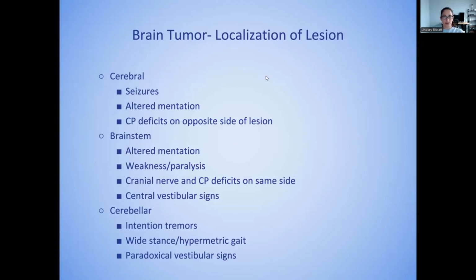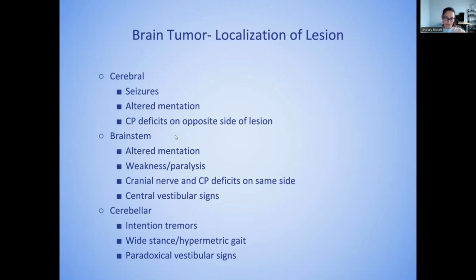So when you're trying to localize the lesion, we have, of course, if it's in the forebrain, that's where you're going to be having the seizures. You can have altered mentation, and your proprioceptive deficits are going to be on the opposite side of the lesion. So if it's in your forebrain on the left, they're going to have conscious proprioception issues on the right.